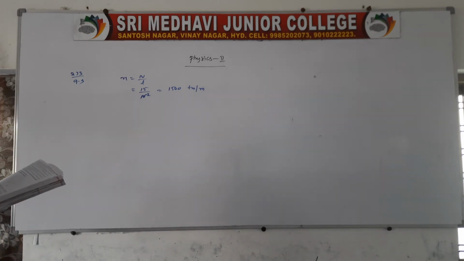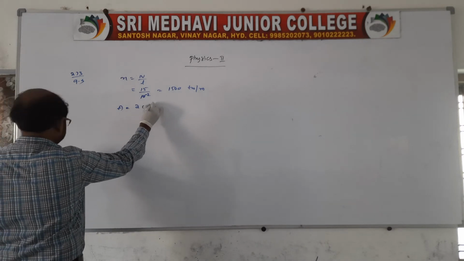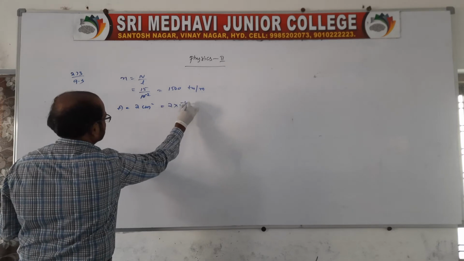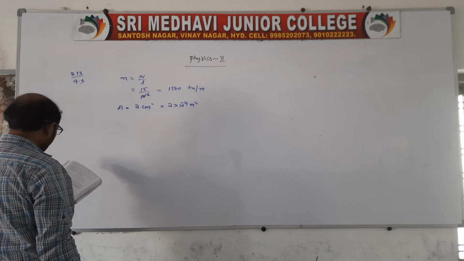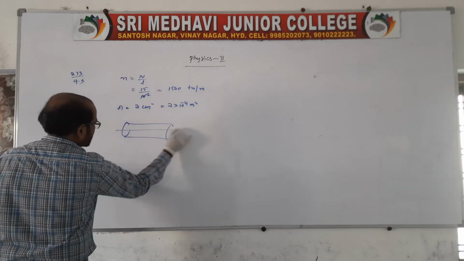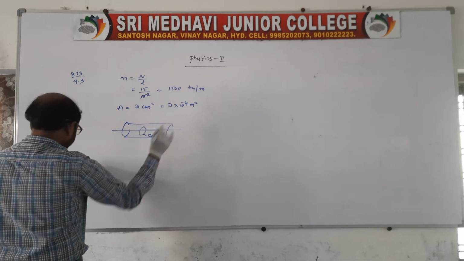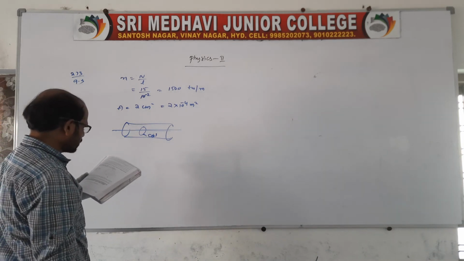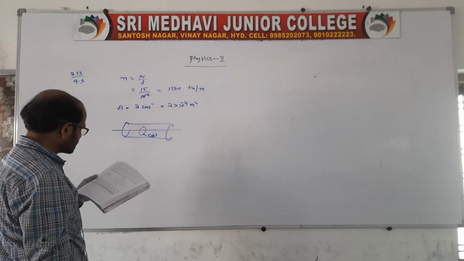And here a loop area is given, that is 2 centimeters square. It is given in centimeters, so you convert into meters, 2 into 10 power minus 4 meters square. The coil is placed inside the solenoid normal to its axis. Clear? And come to the point: the current carried by the solenoid changes steadily from 2 to 4 ampere in 0.1 second.